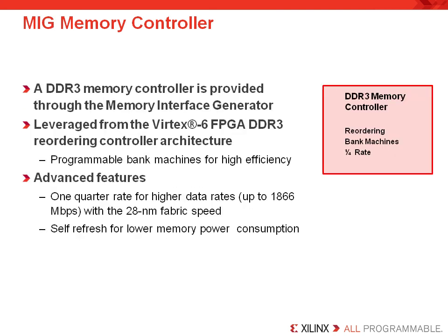Now the DDR3 memory controller is provided through the MIG, and it's built upon the Virtex 6 FPGA DDR3 reordering controller architecture, which supports programmable bank machines for high efficiency. The key thing here is to understand that it's going to utilize the new I/O and clock management tile features of the 7 series, and it's already pre-optimized and pre-verified. So it's been tested extensively and is used by many Xilinx customers already. It also includes a number of advanced features, such as a 1/4 rate for higher data rate speeds, up to 1,866 megabits per second, with a 28 nanometer fabric speed. It also includes a self-refresh for lower memory power consumption.